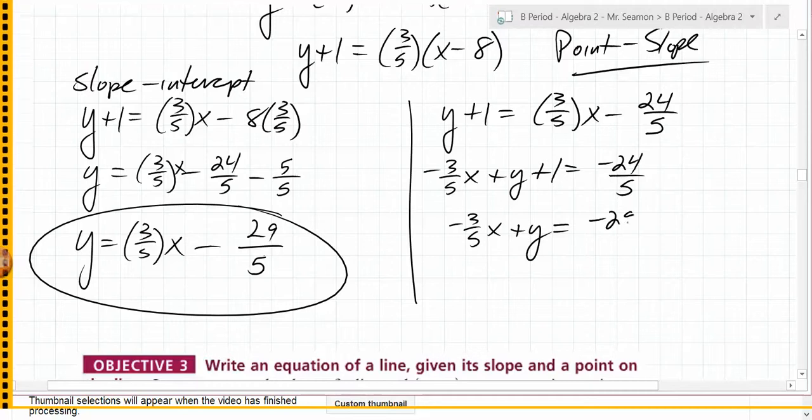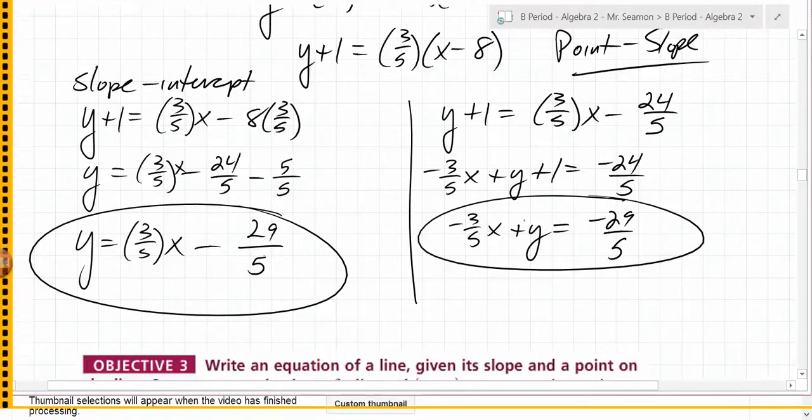Equals negative 29 over 5. Now here's the thing, this is important. Your book says this, but it's important to recognize: standard form, depending on your book, will change. Is this ax plus by equals c?